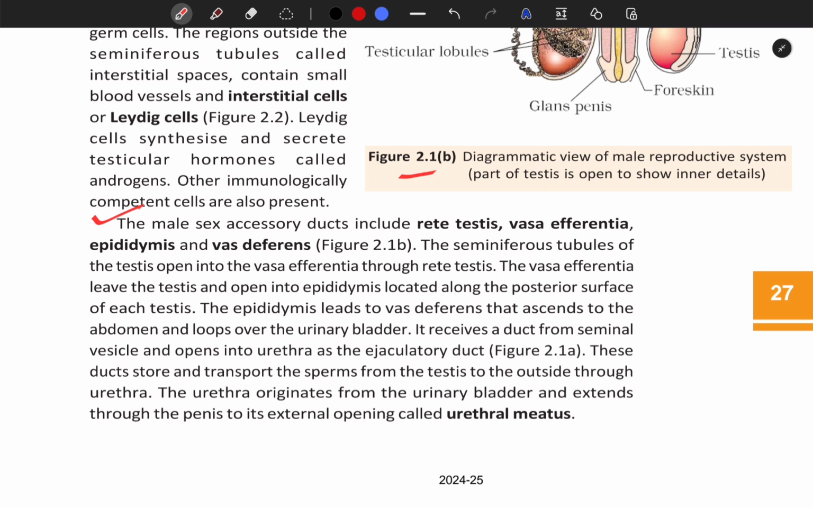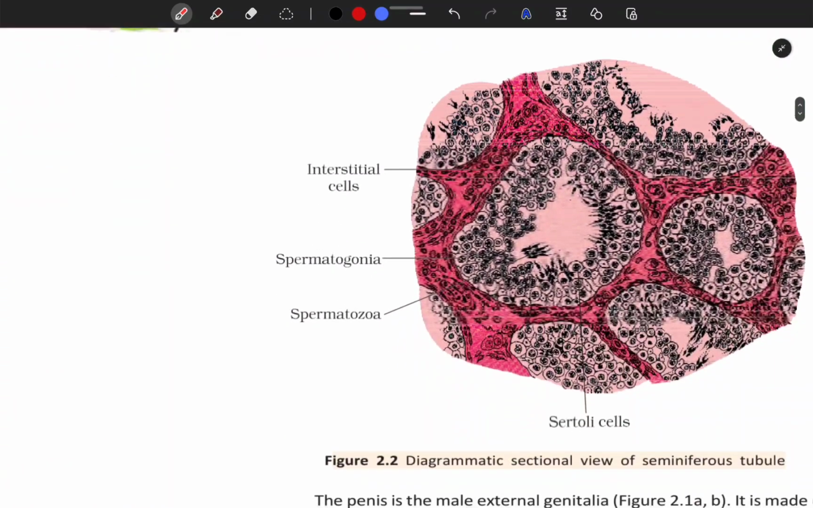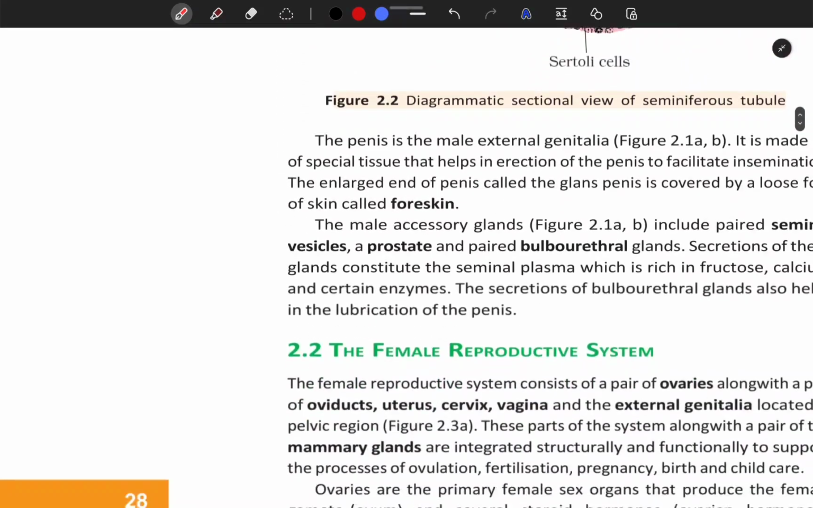It receives a duct from seminal vesicle and opens into urethra as the ejaculatory duct. These ducts store and transport the sperms from the testis to the outside through the urethra. The urethra originates from the urinary bladder and extends through the penis to its external opening called urethral meatus. Figure 2.2 shows a diagrammatic sectional view of seminiferous tubule.